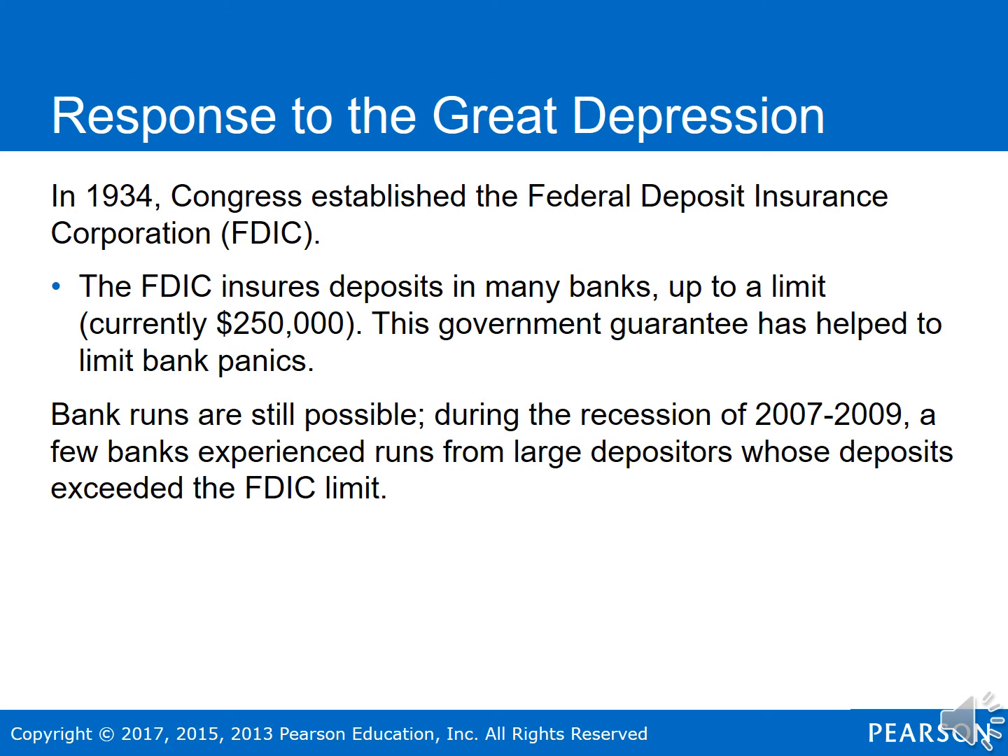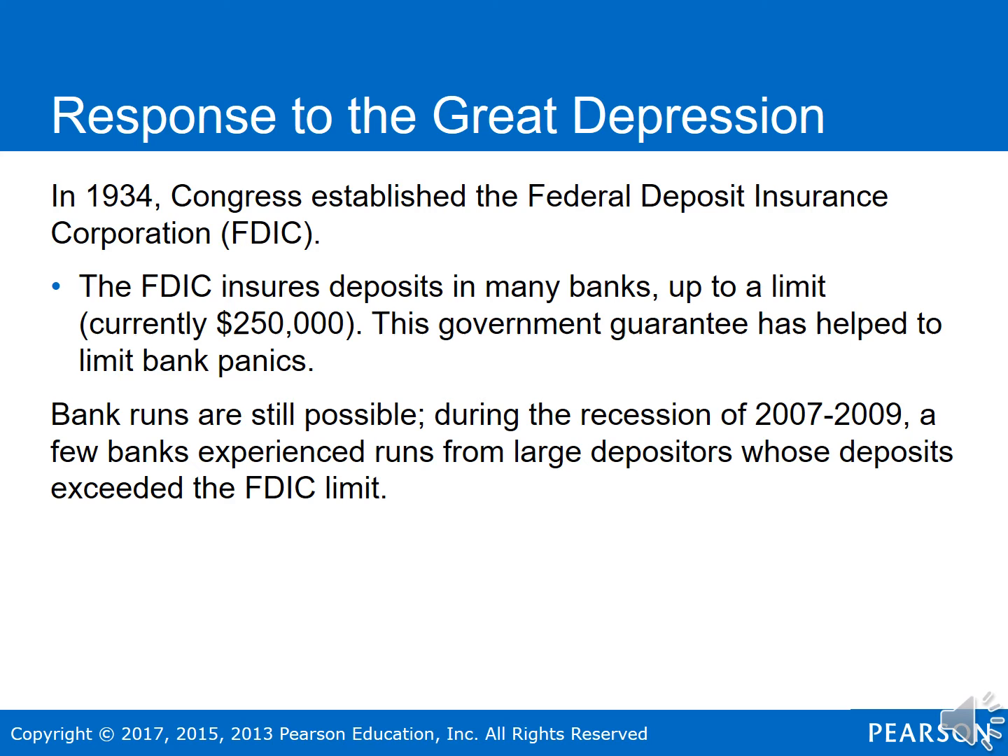As a result of the Great Depression and the runs on banks that continued for a long time, Congress established the Federal Deposit Insurance Corporation, or the FDIC. A lot of banks will advertise that they are FDIC protected. What the FDIC does is insure deposits in banks up to a limit, and that current limit is $250,000. So if the bank is unable to fulfill its obligations and give you the money from your bank account, the FDIC will give you that money up to $250,000.